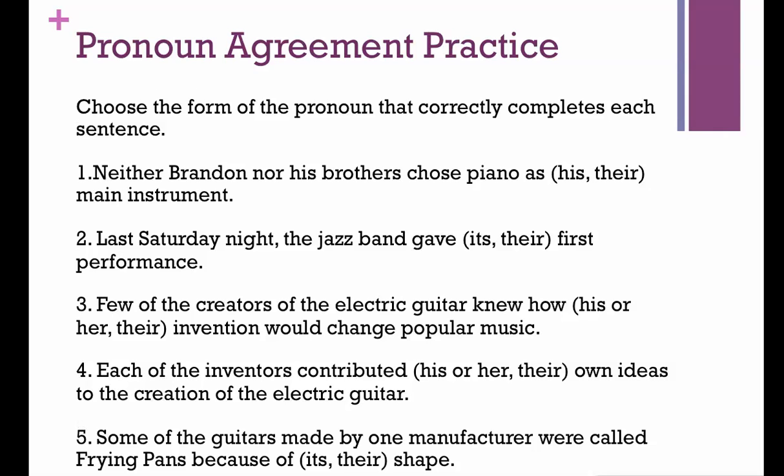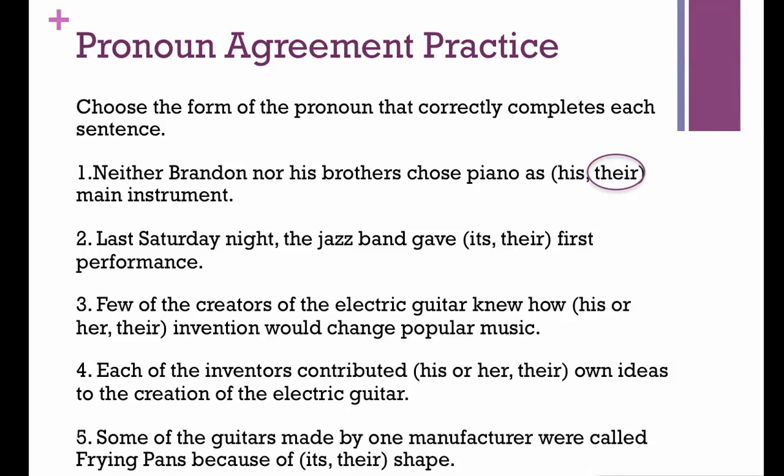Number 1, neither Brandon nor his brothers chose piano as his or their main instrument. So here I have nouns joined by the conjunction neither nor. Remember that when I have neither nor, I look at the noun that is closest to the pronoun. So in this case, I'm going to focus on brothers. Since brothers is plural, I need the plural form of the pronoun there.